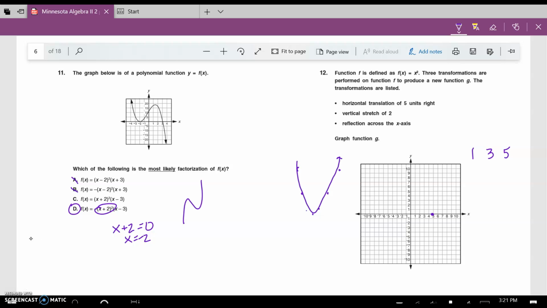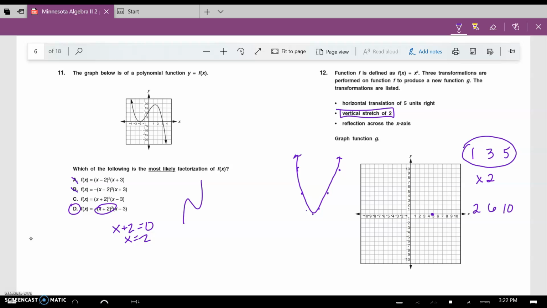But since this one has a vertical stretch by 2, we're actually going to multiply this pattern by 2. So instead of being 1, we're going to say 1 times 2, which is 2. Instead of being 3, 3 times 2, which is 6. And instead of being 5, 5 times 2, which is 10. So our pattern is now going to be 2, 6, 10.